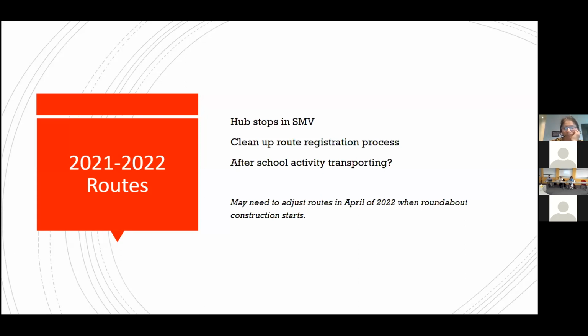And then I just wanted to put a quick note in there that due to the roundabout construction that's set to start in April of 2022, I'm not sure how that will affect or impact our routes as of yet, but I will keep a close eye on that. And if need be, we may need to do kind of a mid-year adjustment of our routes to make sure our kids are still making it to school on time.